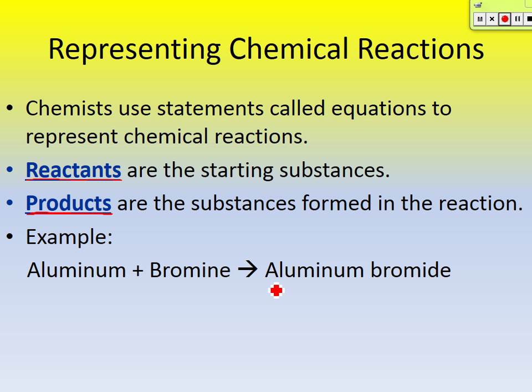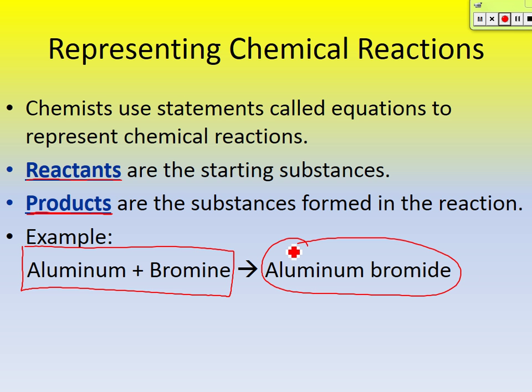So where are the reactants? On the left side. I'm going to put a box around the reactants. My reactants are aluminum and bromine. What's my product? Aluminum bromide. So I'm going to put a circle around the product here. It's called aluminum bromide. So there's a couple of other things that we need to learn about.